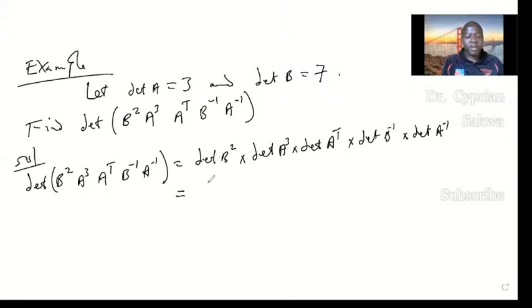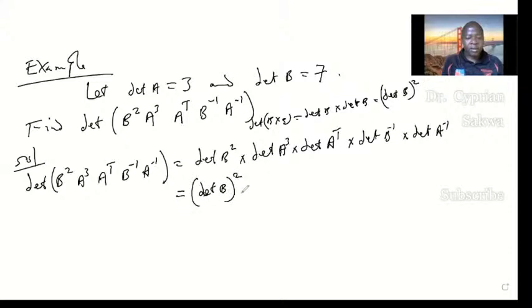And B square is just B times B. So the determinant, if you use the second bit, not the first bit, is the same as the determinant of B times B, which is of course the determinant of B times the determinant of B, or determinant of B square. So that is what I mean, that this will be determinant of B square. And using the same reasoning, this other one is the determinant of A cubed.